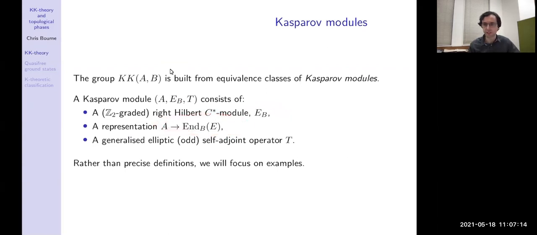We have a representation. So we have our algebra on the left, A, and that should act on this Hilbert C-star module. And then our final ingredient is a sort of elliptic type operator, but it's now a generalized notion of elliptic, because again, we're not necessarily acting on a Hilbert space anymore. It's now operators on C-star modules. Okay, so these are the ingredients that go into defining one of these Kasparov modules, which then gives you elements in this KK-theory group.